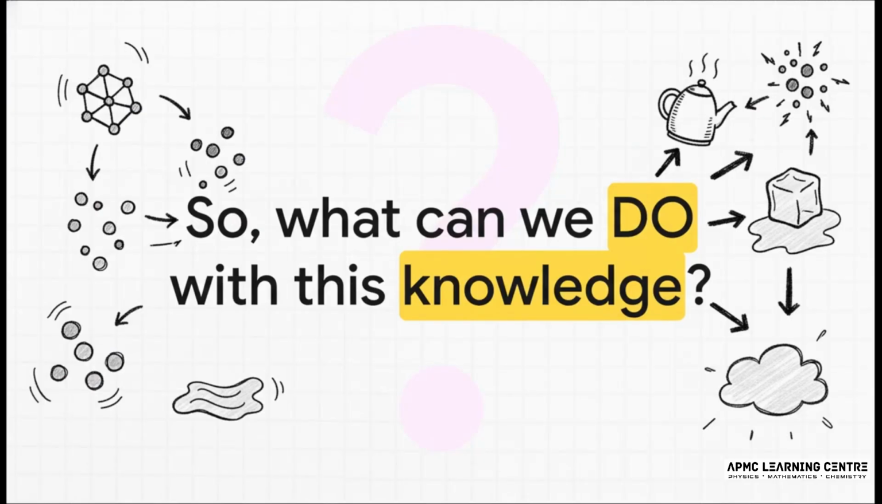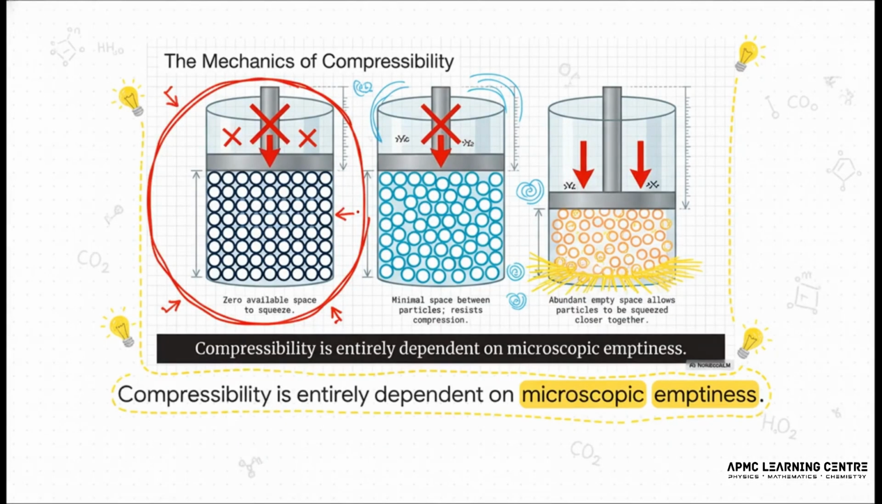Which brings us to a great question. We have this knowledge now of this tiny, invisible world. So what? What can we actually do with it? How does it explain the way things around us behave? And here is that aha moment. Check out these pistons. In a solid or a liquid, the particles are already squished together so tightly there's basically no empty space to push them into. But a gas? Oh, a gas is mostly empty space. So compressibility, the ability to squeeze something, it's all about that microscopic emptiness.